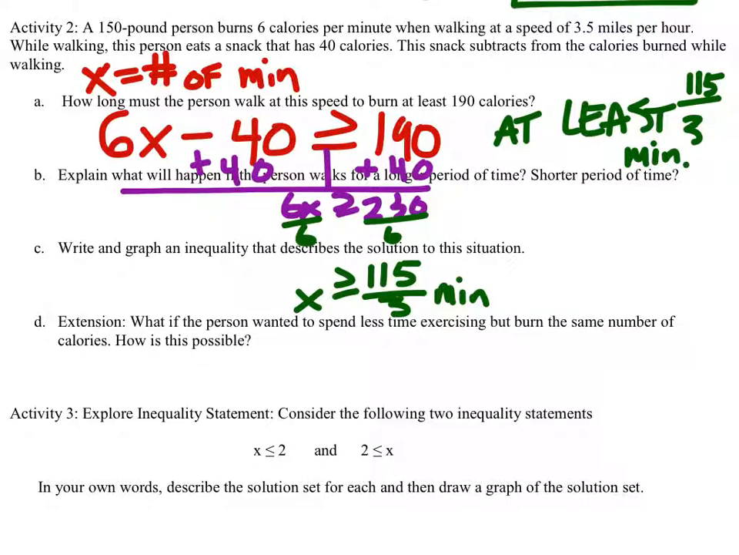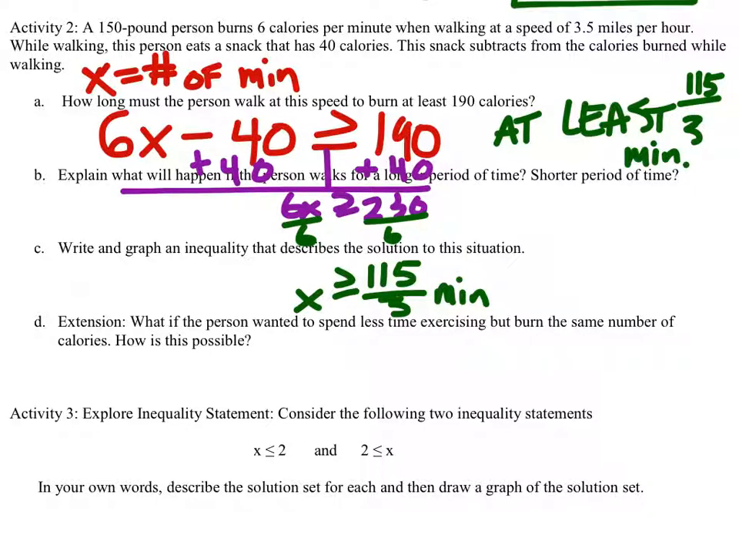Explain what will happen if the person walks for a longer period of time: they will burn more calories. If they walk for a shorter period of time, they will burn fewer calories. Write and graph an inequality that describes the solution to this situation.